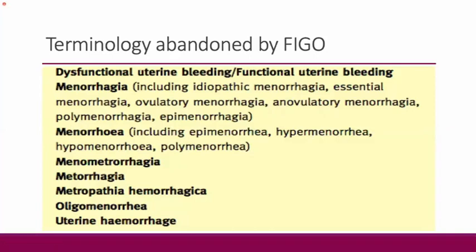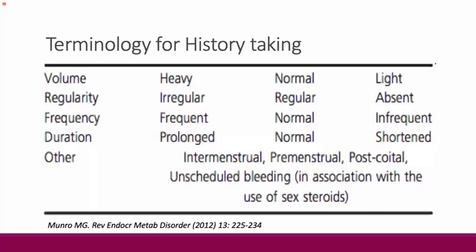So anybody could know what is dysmenorrhea, what is amenorrhea, what is menorrhagia. There was a lot of terminology for us to use those days. But it has made a lot of confusion over the years, because what you mean by menometrorrhagia and what I mean by hypomenorrhea may be two different things. So because it's confusing, FIGO, the International Federation of Gynecology and Obstetrics, decided that we should abandon this terminology for the future.